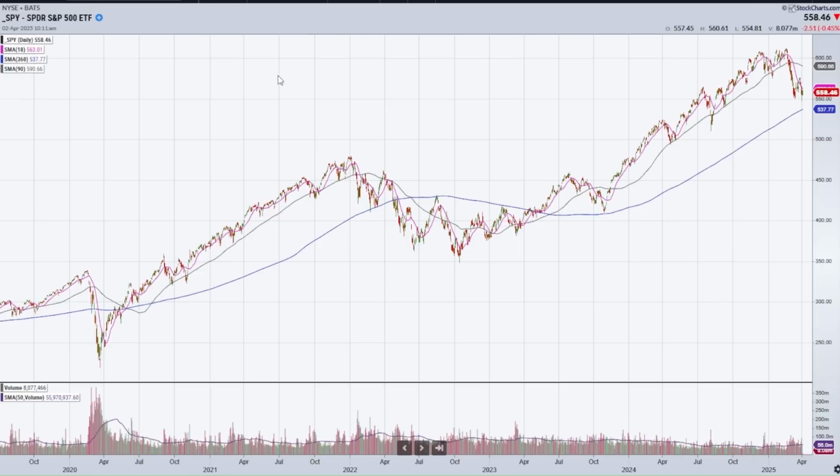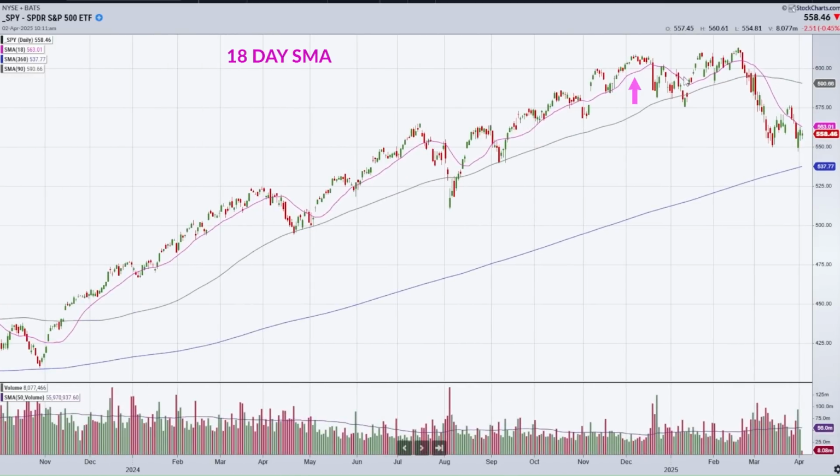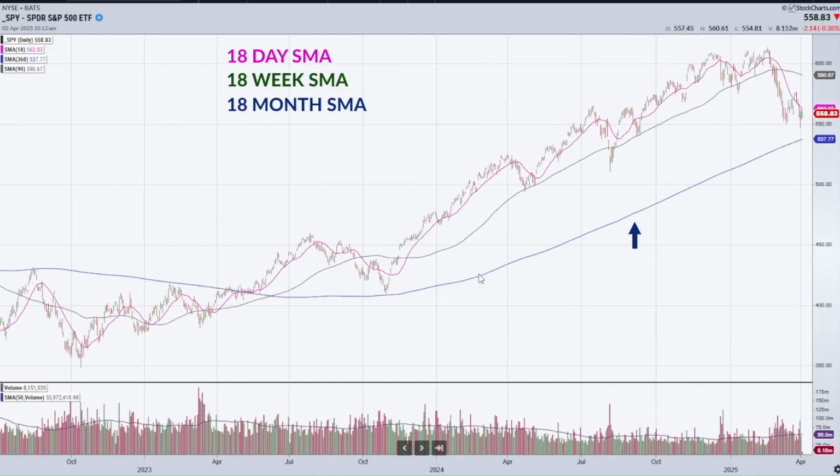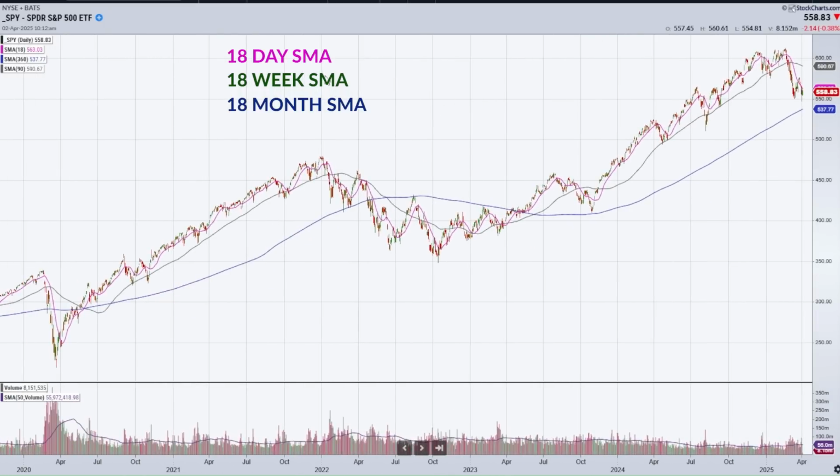Okay, so I've got a different chart up here of the SPY. This is a daily chart, and I've overlaid moving averages that represent the 18s on different time frames. So I've got a daily 18. Let me just zero in on this real quick. This is the daily 18, this magenta colored line, and this green line is the 18-week line. And then the blue line is the 18-month. We can go back and see how this has played out historically.